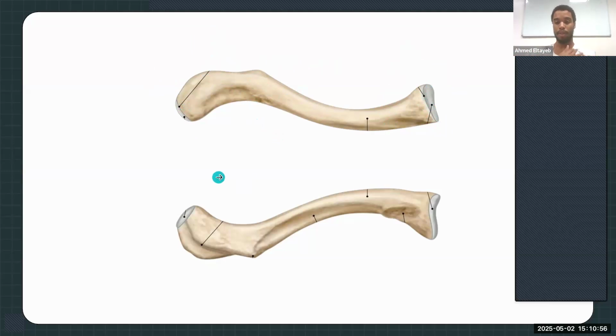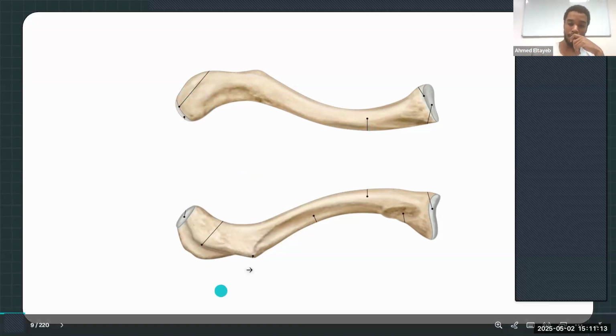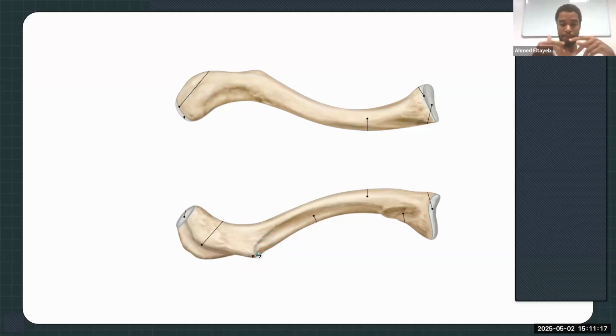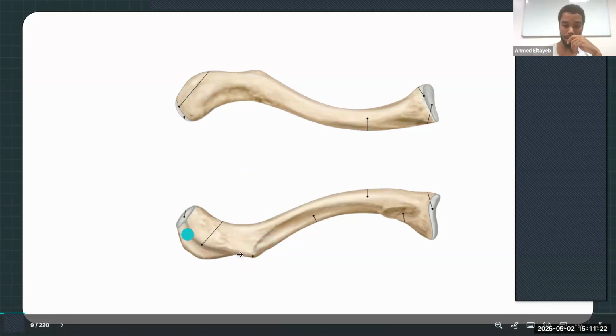Now that's because right above the clavicle, what is there? There's skin. So if it was rough and had tubercles and stuff, it would damage the skin. So the superior surface of the clavicle is smooth, and the inferior surface, where all the muscles and ligaments attach, is rough. Now we have two important landmarks on the inferior surface. We have the conoid tubercle, and we have the trapezoid line here.